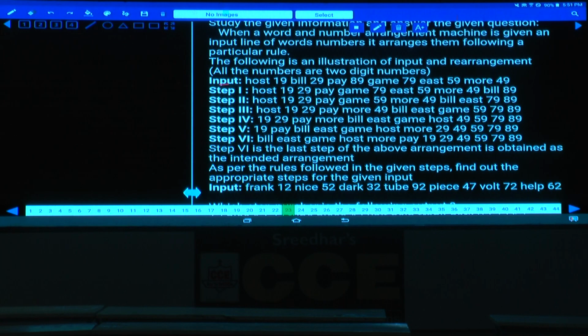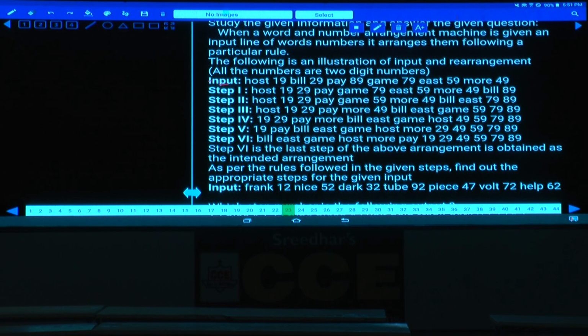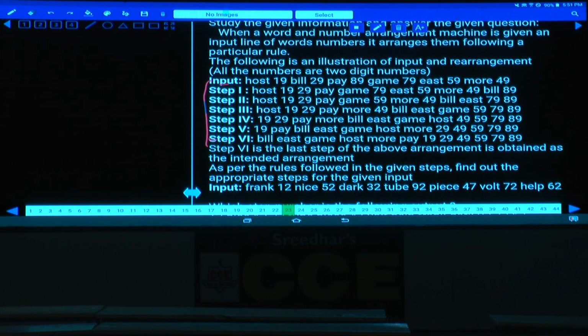Then in order to identify the logic, always compare the input with the final output. What is the final output here? Bill, east, game, host, more, pay. All the words are arranged in alphabetical order. Then the numbers 19, 29, 49, 59, 79, 89, numbers are arranged in ascending order. Now words in alphabetical order, numbers in ascending order. This is the logic. Then coming to the pattern.